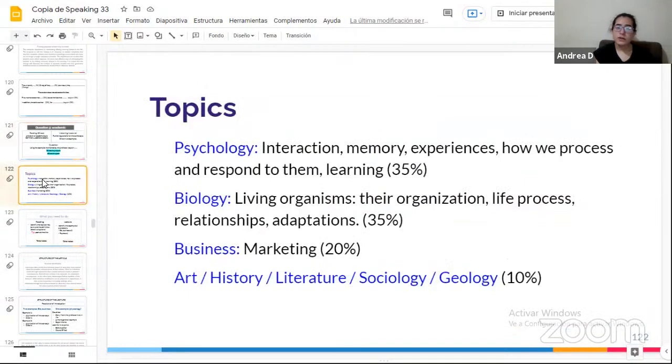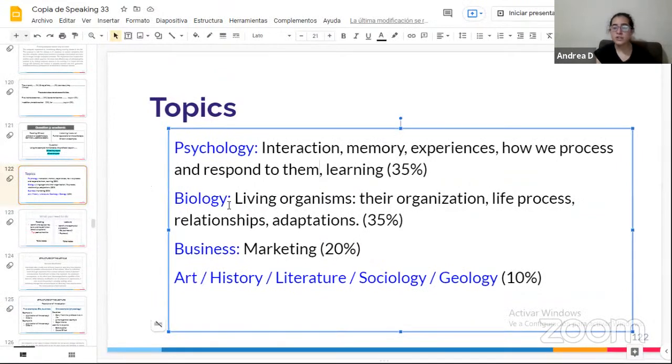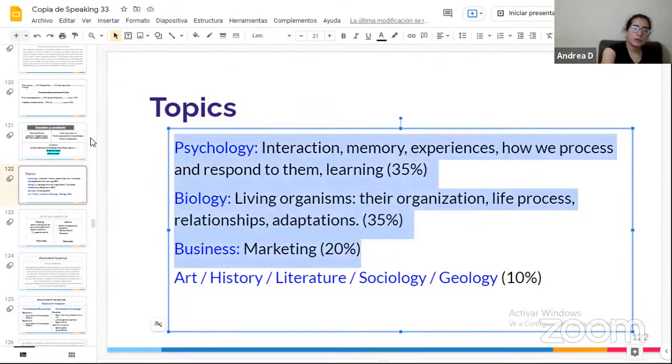All right. Now here are the topics that you guys may find. So chances are you will have one of these 3 topics. It's either going to be psychology, biology, or business. Now, it's really rare that you have something outside those 3 options, but it has happened. So maybe 10% of the times you can have something like art or history, literature, sociology, what have you, but you're more likely going to find one of these 3. So psychology, biology, or business.